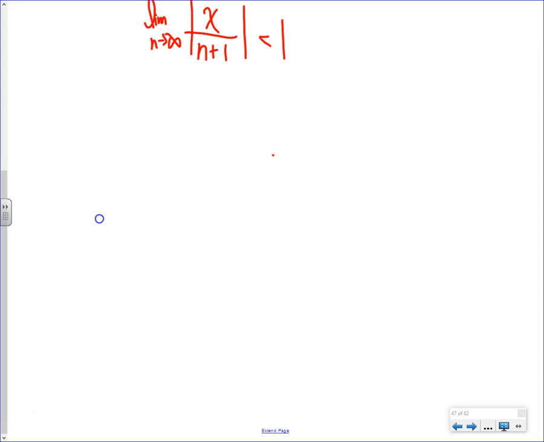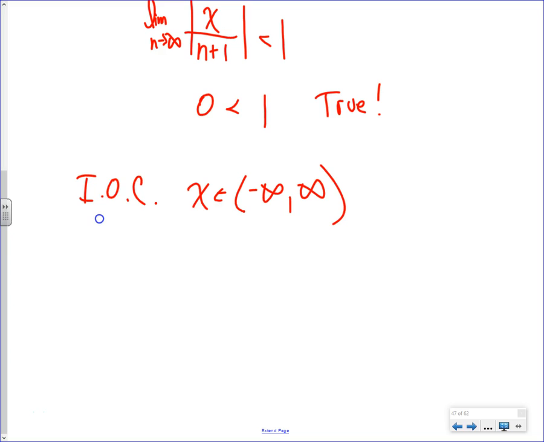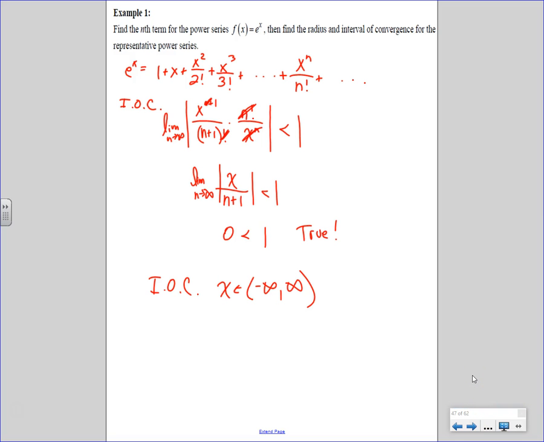What is the limit? Wow, that was a jump. 0, less than 1. Answer? True. Wait, what? Where'd my x go? How am I supposed to figure out what x can be? No, x is not a constant. Always true. Regardless of whatever x may be, the limit will always be 0, which will always be less than 1. So, interesting, this infinite power series converges to e to the x for all x values.